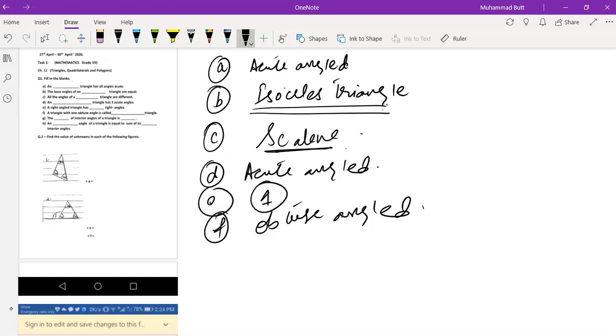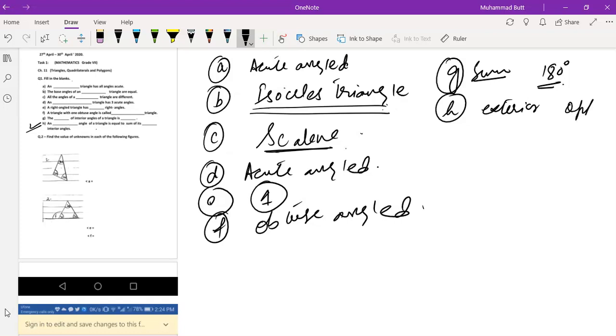Then part G is: the sum of interior angles of a triangle is blank. We know the property of the interior angles, that the sum of the interior angles is equal to 180 degrees. And then the last part H is: the exterior angle of a triangle is equal to the sum of its blank interior angles. This is the property of the exterior angle: the exterior angle of a triangle is equal to the sum of its opposite interior angles.